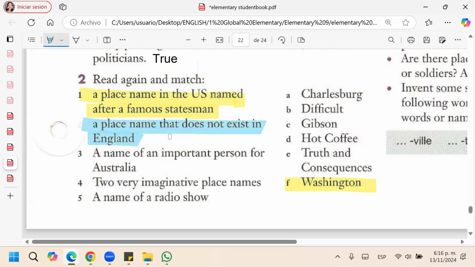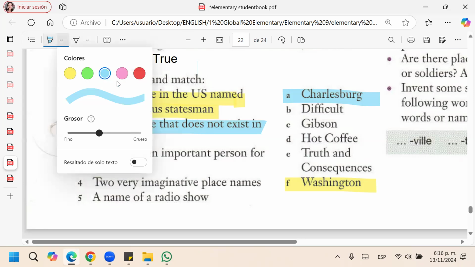A place name that doesn't exist in England. Gibson? Is it not a name of people? It's a name of a place in England that they didn't use. Charlesburg, yes, because they don't use names of people for places in England, in the United Kingdom. So that doesn't exist. But is Gibson not a name of some people?